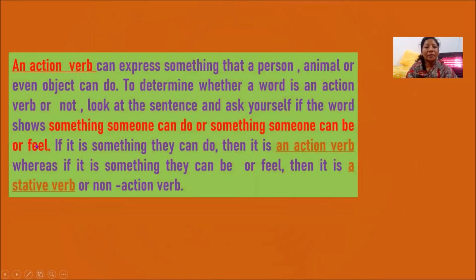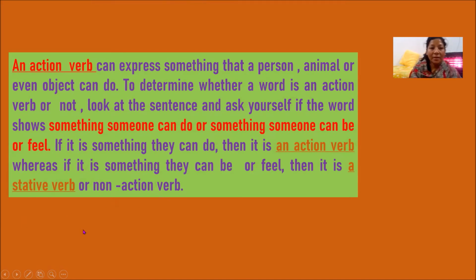So in conclusion, we can say an action verb can express something that a person, animal, or even object can do. To determine whether a word is an action verb or not, look at the sentence and ask yourself if the word shows something someone can do or something someone can be or feel. If it is something they can do, then it is an action verb. Whereas if it is something they can be or feel, then it is a stative verb or non-action verb.